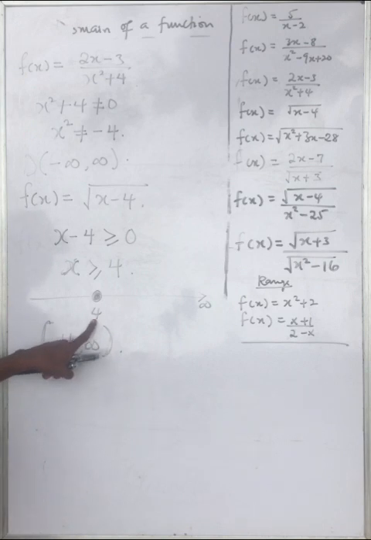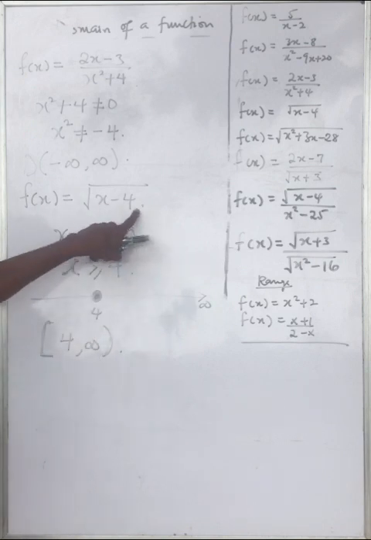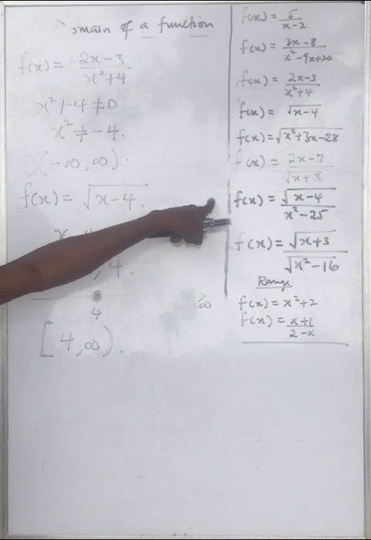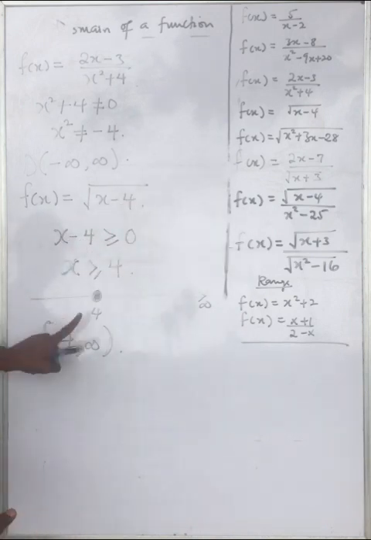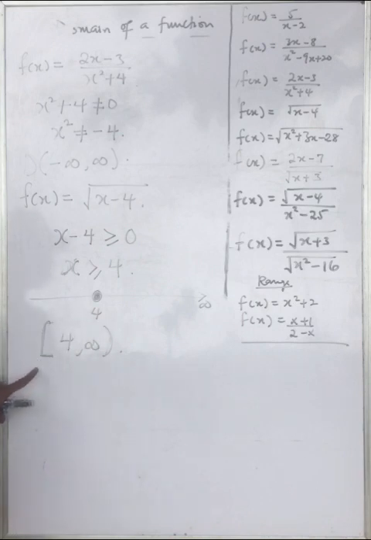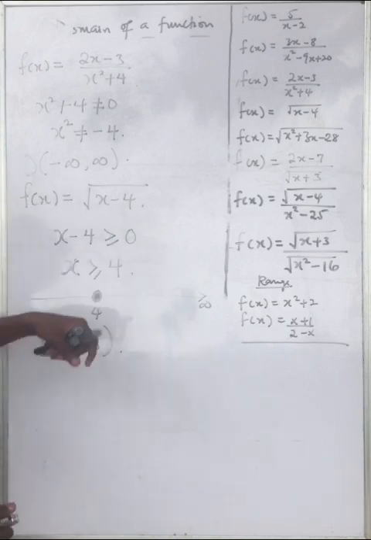You understand now? 4 is included in the sense that if you insert 4 here, you get root 0, which is 0. So the number is not complex, neither is it undefined. So that means we can be getting a 4. That's why I said it is closed at this edge and open at this edge. You understand now? So we have successfully found the domain of this function here.